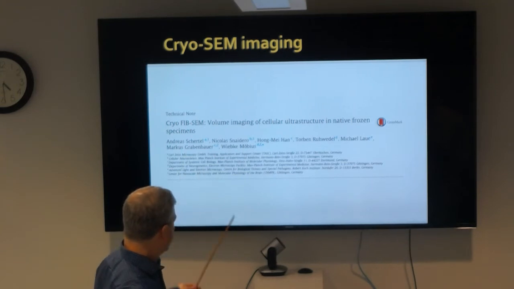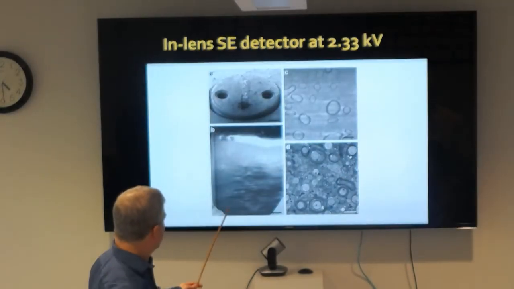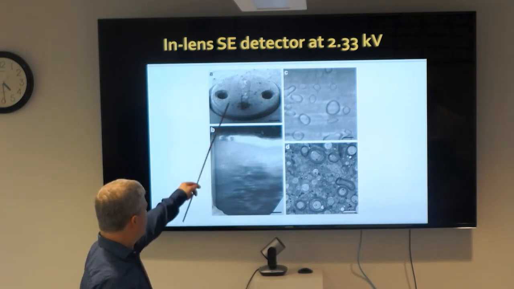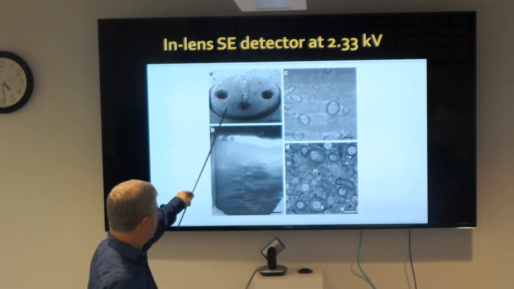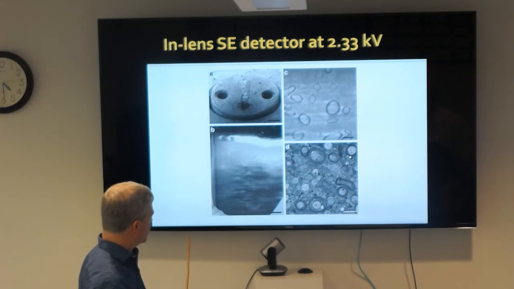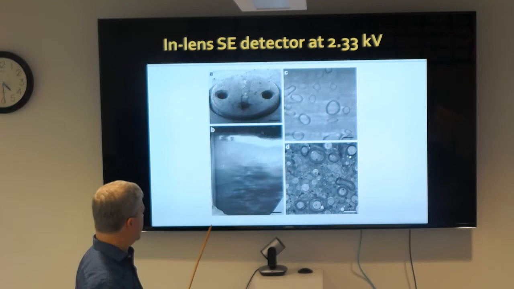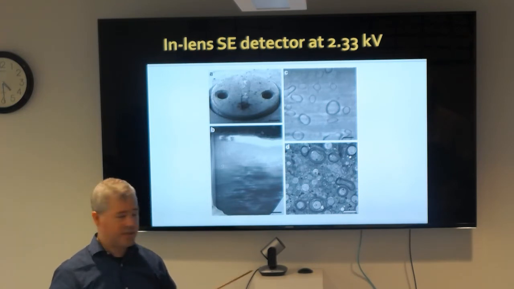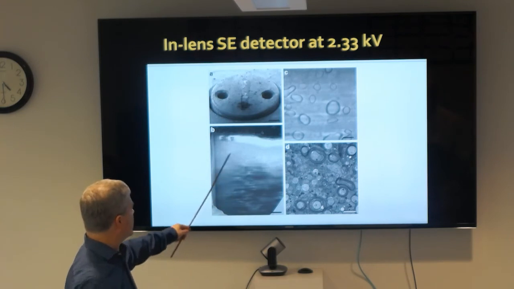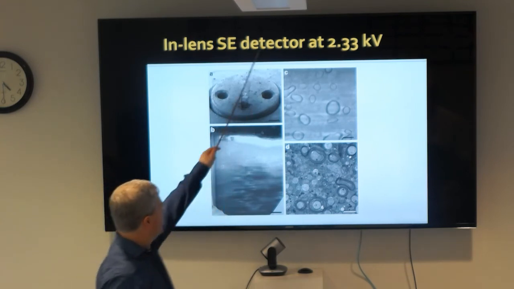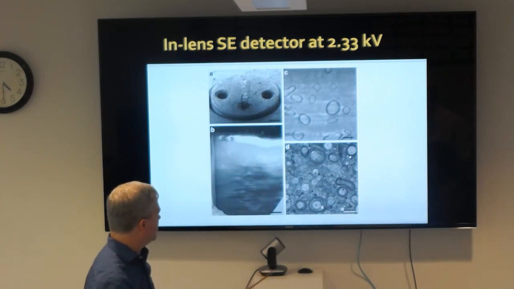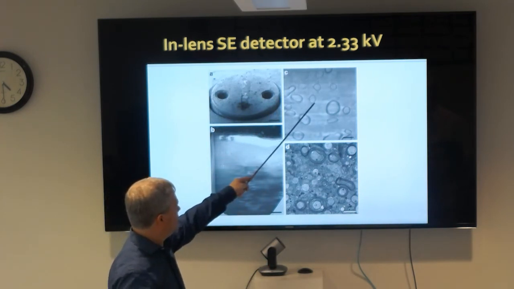This is an example of one of the groups where they basically took some cells. I'm not sure if it was cells. Actually, it was C. elegans. It was one of the samples they looked at, but they high pressure froze it and then put it directly into the FIB-SEM, again under cryo conditions, keeping it cold, and then ran the slice and view type software, imaging at a low voltage. They used 2.33 kilovolts, and they actually were able to see pretty good contrast.